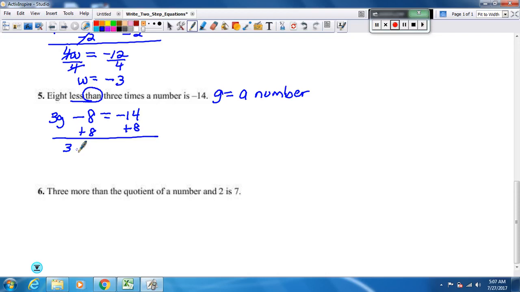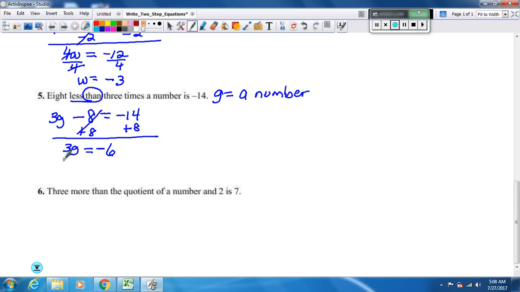So 3G, opposites cancel, equals negative 14 plus 8. If the signs are the same, you find the sum. You have to add them. But these signs are different. One's negative and the other's positive. So if the signs are different, you find the difference. You have to subtract them. So 14 take away 8 is 6. 14 is larger, it's negative, so that gives you a negative 6. Keep the sign of the larger number.